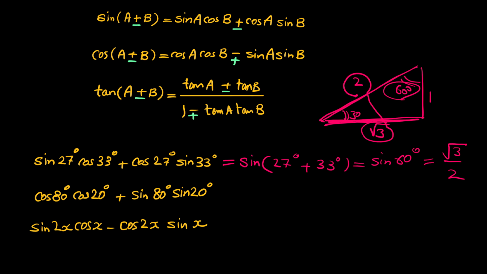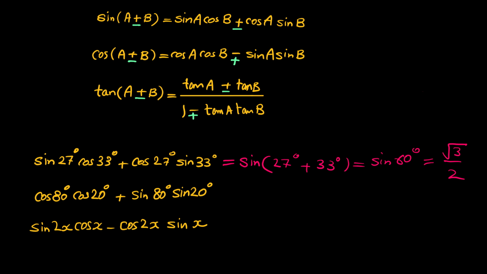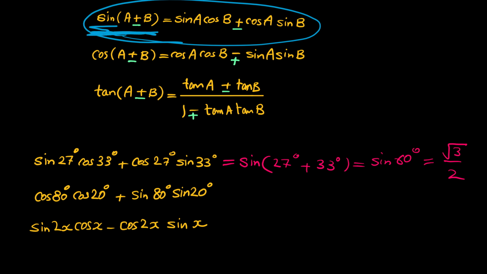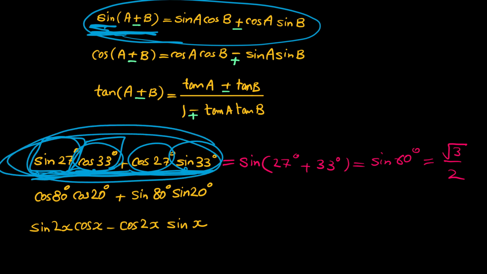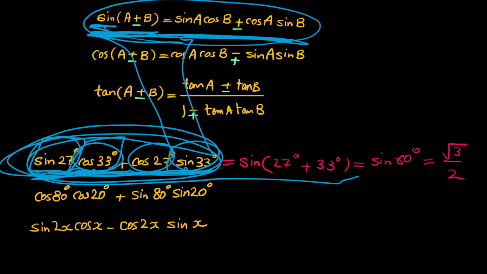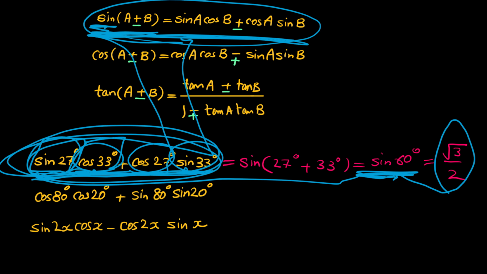So with the aid of this identity, which is the sum identity for sine, we could simplify this expression. Attention, we don't know what sine of 27 is, or what cosine of 33 is. We don't know the values of any of these, but we could simplify this because we use this relation. We simplify this to sine of 60 degree, and sine of 60 degree is radical 3 over 2.